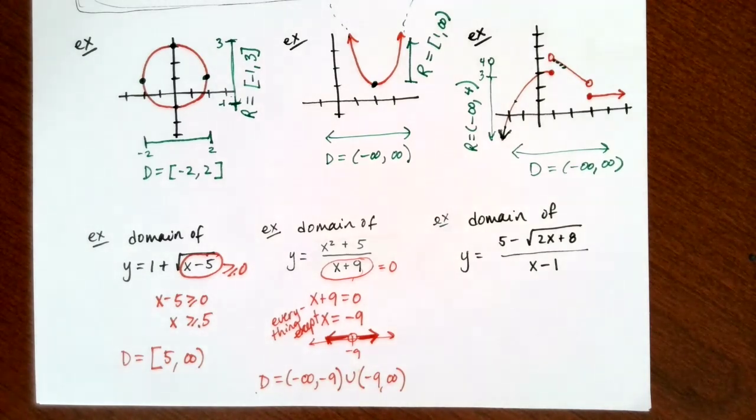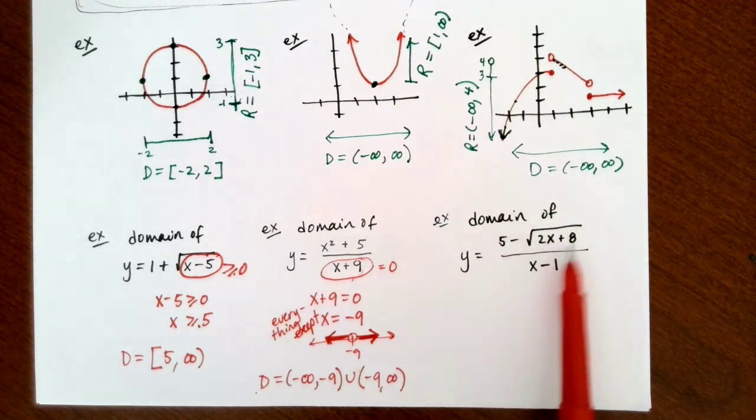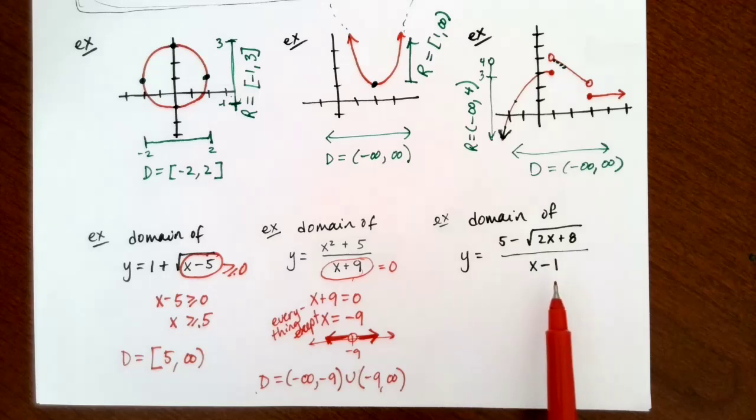Okay, so those are our two domain restrictions. Anything under a root, you set greater than or equal to 0. Anything as a denominator, find where it equals 0, and then say everything except that. And then, of course, it gets the most complicated when you have both situations happening at the same time. So in this third example, we have a square root involved, and we have a denominator. So we have to do both of these things and then mush it all together, right?